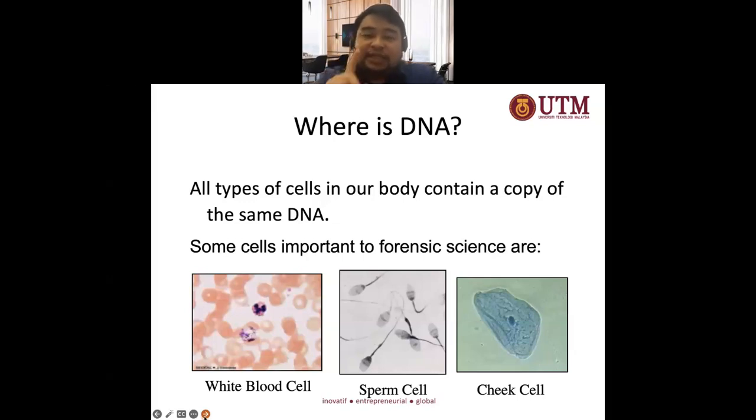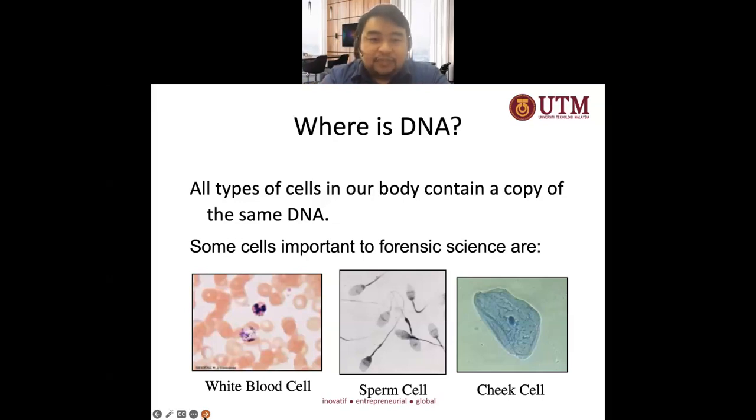Only the red blood cell does not have any nucleus, which means that it does not have any DNA. That's the thing that you need to remember. So when people ask what kind of cell has DNA: white blood cell, sperm cell, cheek cell, but not red blood cell. The red blood cell's function is only to carry oxygen.